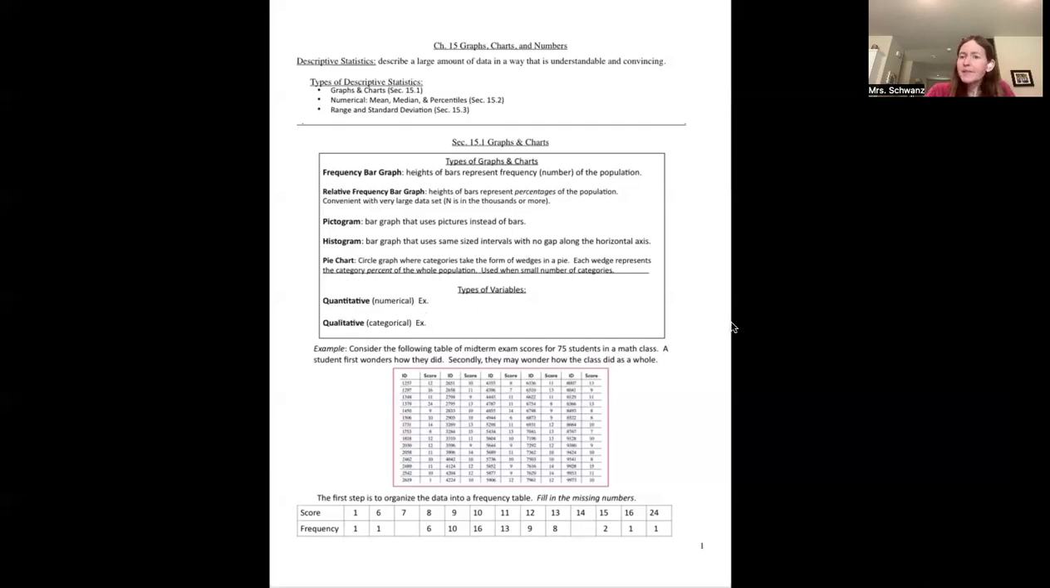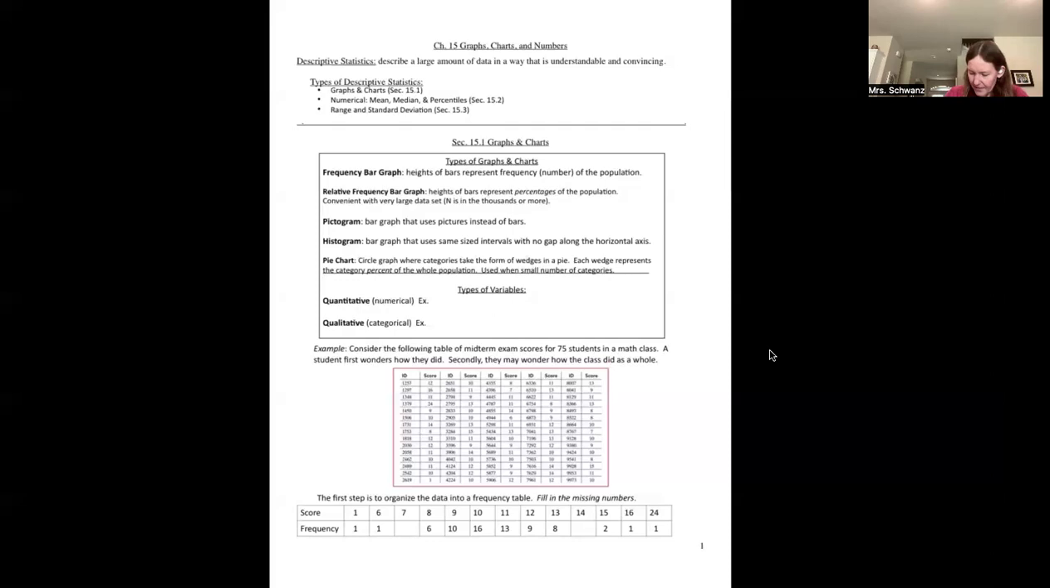And there are two types of variables here. When I was learning this stuff, when they said the word variable, it scared me. I was like, what variable? But when they say variable here, they just mean research question.